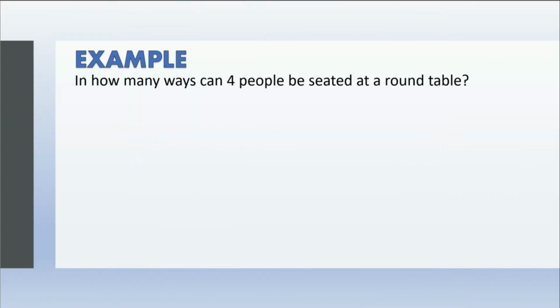In how many ways can 4 people be seated at a round table? The value of n is 4, and the formula that we are going to use is the first one because it involves an object which cannot be turned or flipped. The quantity n minus 1 factorial.